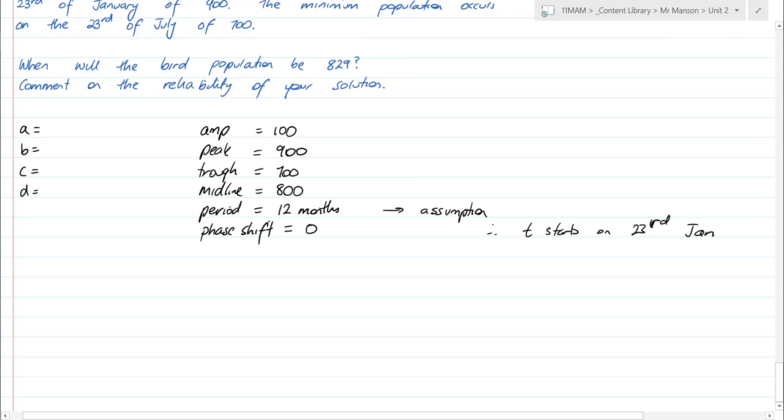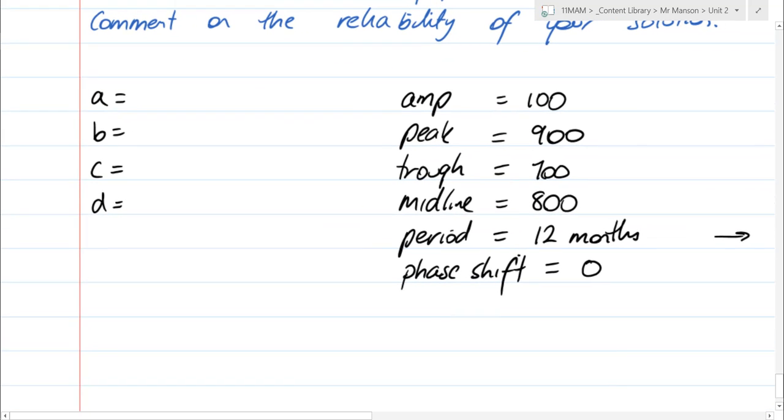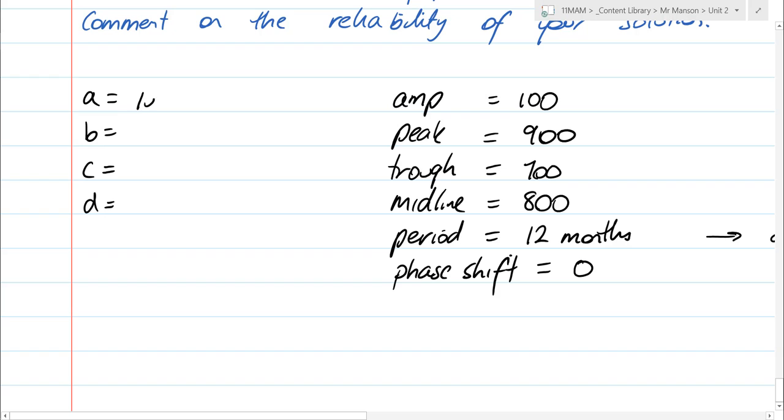122, we have to work out what date it is, 122 days after the 23rd of January, not after the 1st of January. So our starting point has changed and we've got to deal with that. But we will deal with that, that'll be fine. So what's our A value over here? 100. What's our B value?